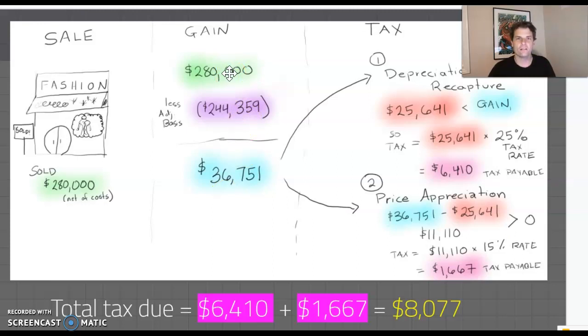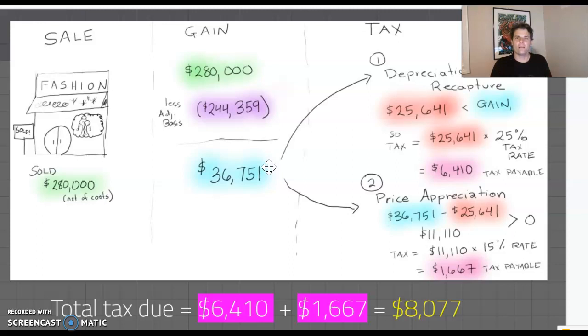Now I owe capital gains tax, because what I sold the asset for, what its actual market value was on the day of the sale, was $280,000, but the IRS, remember, their books say, no, this is only worth $244,000. So therefore, I've made a capital gain of $36,751. So sales proceeds, net of selling costs, and subtract my adjusted basis, that's my capital gain, the blue number here. Now I've got a capital gain.